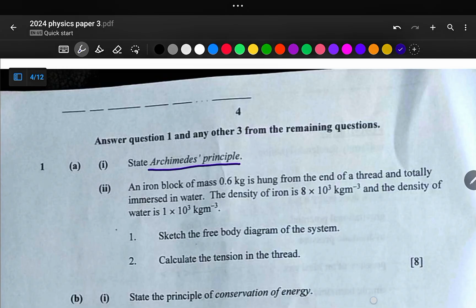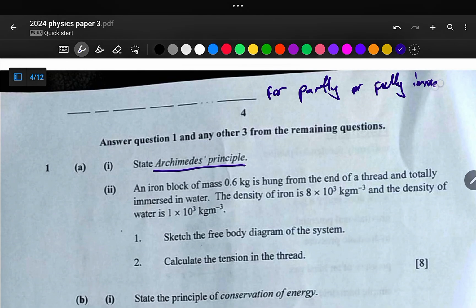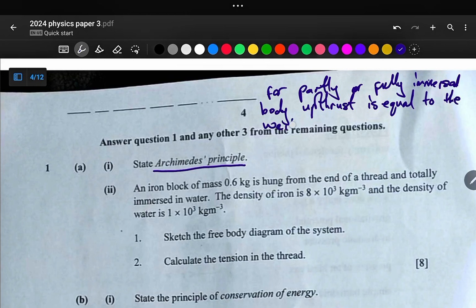Okay, so we can say Archimedes' principle says that for a partly or fully immersed body, upthrust is equal to the weight of the fluid displaced. So this is our Archimedes' principle.